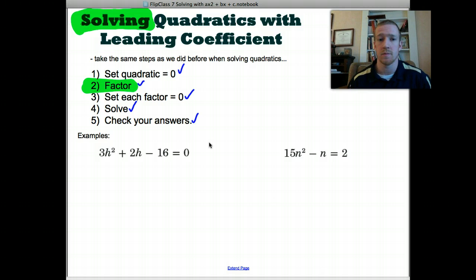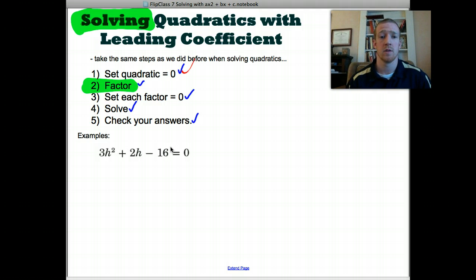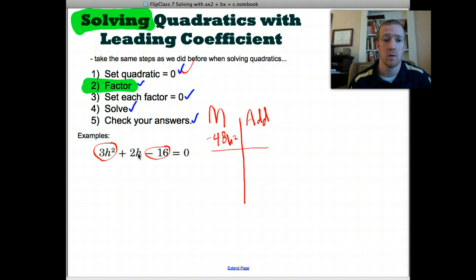So what we're going to do here is I'm going to do this one on the next page. It's already set equal to 0. Sweet. So now we need to factor this. As before, we need numbers that multiply to 3h squared times negative 16, which is negative 48h squared. That's what they need to multiply to, and then they need to add to 2h.